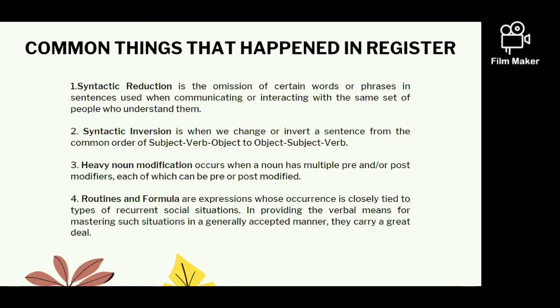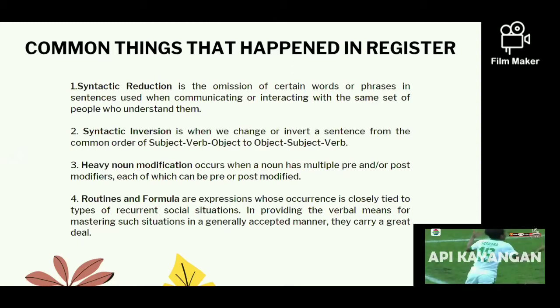Let us discuss the common things that happen in register. The first one is syntactic reduction. Syntactic reduction is the omission of certain words or phrases in a sentence when communicating or interacting with the same set of people who understand them. For example, we pick from the video when the football commentator said, "Tendangan api kayangan Hani Sagara."